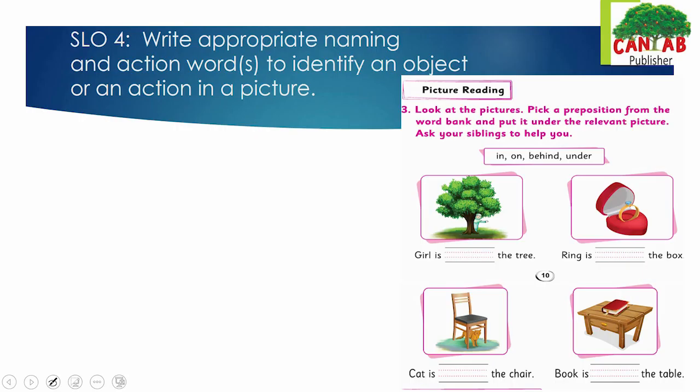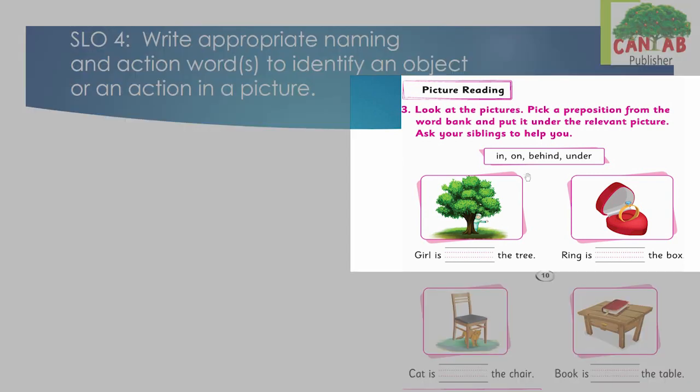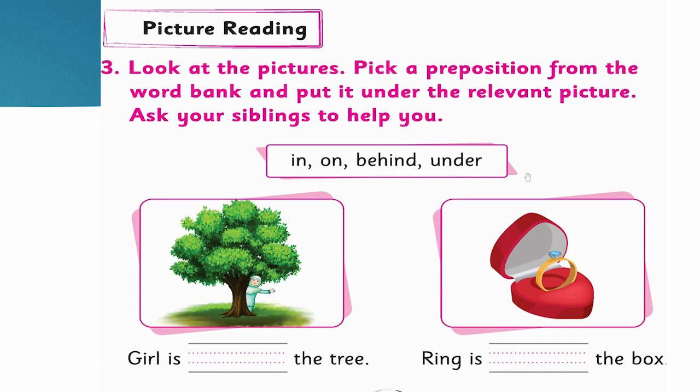Once you're done, we'll try to attempt the workbook page ourselves here right now in the class. Let me zoom the page number again for you. It's page number 10 of the workbook as mentioned earlier. If you remember in the beginning, I told you we will be doing some picture reading. And now it's time for the picture reading section. Look at the pictures, pick a preposition from the word bank and put it under the relevant picture. Ask your siblings to help you if they're around you. Else this lesson is good enough that you can try to attempt it on your own.